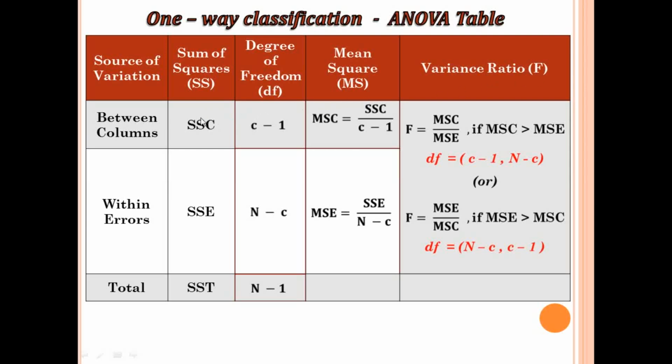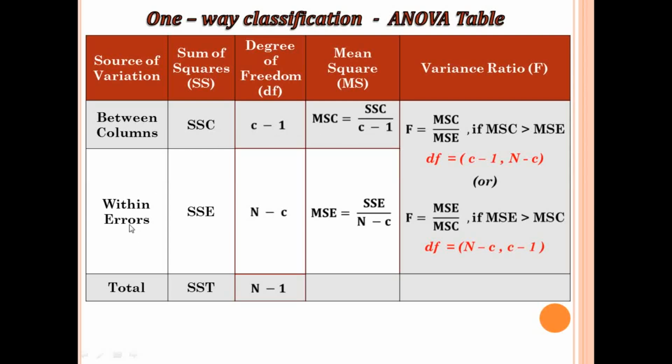In one-way classification, we consider only one factor, that is column-wise, so that is between columns. The sum of squares is denoted by SSC, which means sum of squares between columns. Degrees of freedom is C minus 1, where C is the number of columns. For example, if the given data has 4 columns, C is 4, so 4 minus 1 equals 3. The mean square is MSC, the mean square between columns, which is SSC divided by C minus 1.